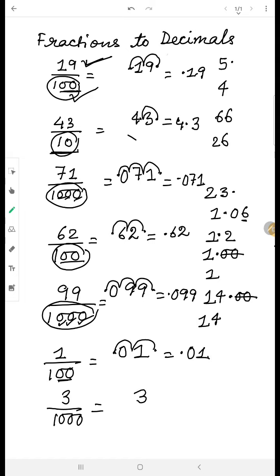Similarly, look at this one. 3 has got its decimal after it. How many zeros are there? 3 zeros. So my decimal point should move 3 places, right? 1, 2, 3. How many zeros do I need to put? See, one number is already there. I need to put 2 zeros this time. 0.003.